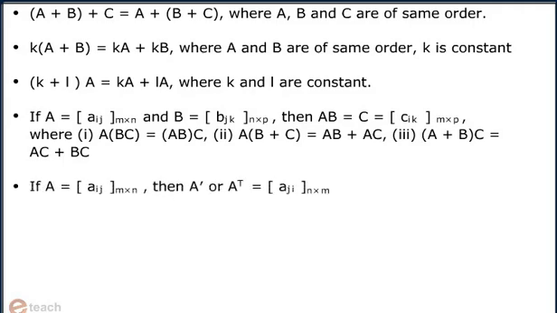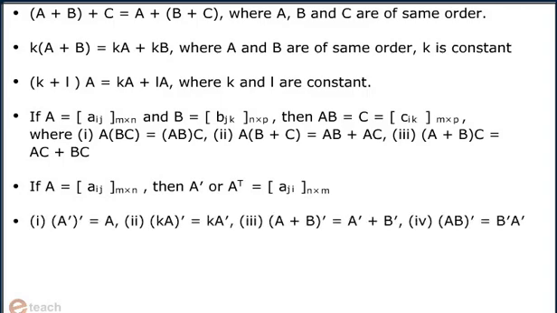If A = [aij] m × n, then A′ or Aᵀ equals [aji] n × m. (A′)′ equals A. (kA)′ equals kA′. (A + B)′ equals A′ + B′. (AB)′ equals B′A′.